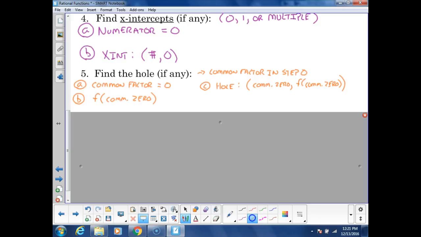How many holes can there be? As many. Yeah. So how many can there be? 0, 1, or multiple?